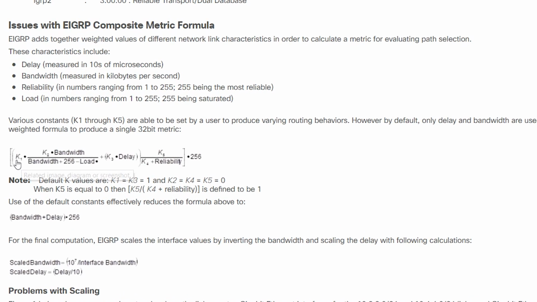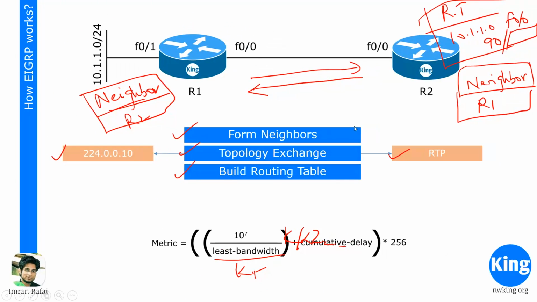So if you see, this is the formula with K1 and K2 for bandwidth, whatever. This is the formula, and these are the default values. K1 and K3 are 1, K2, K4, and K5 are zeros. So if you do substitution of these values, finally the formula is reduced to bandwidth plus delay times 256, right? So that's what we have used.